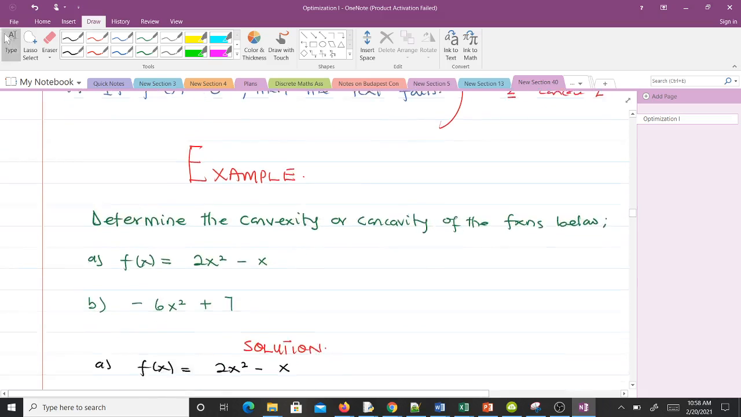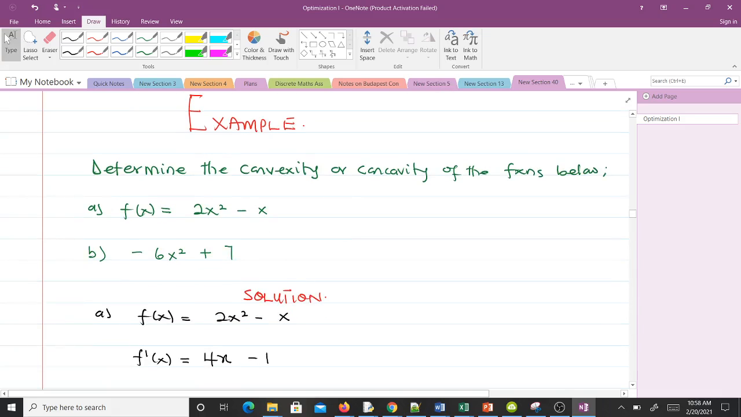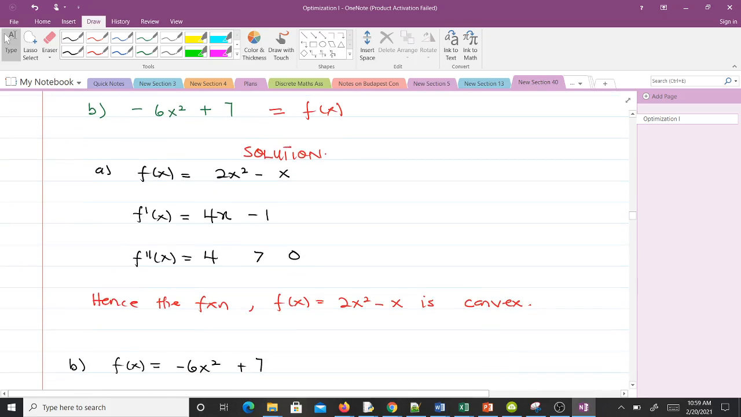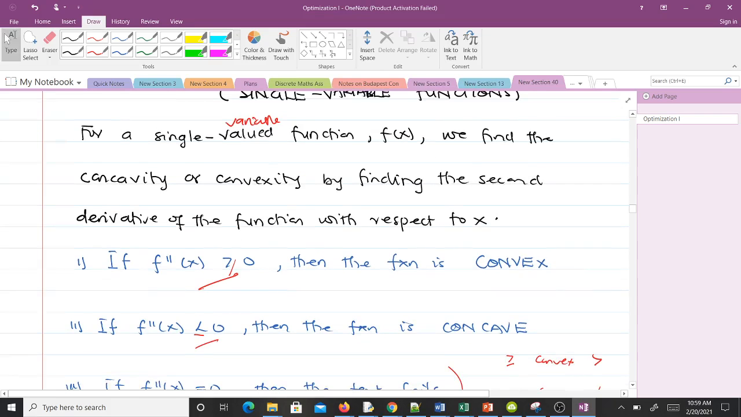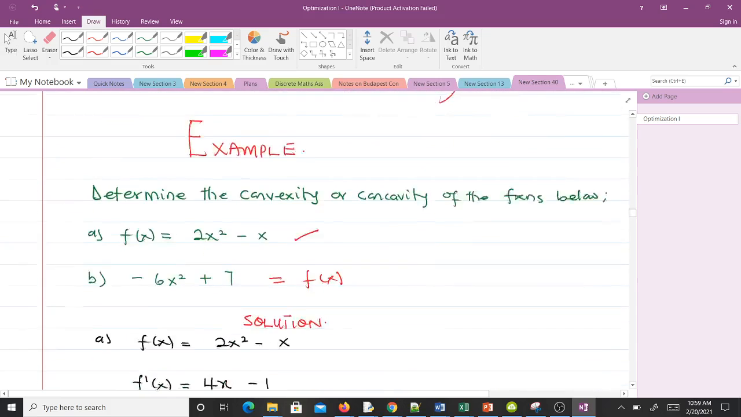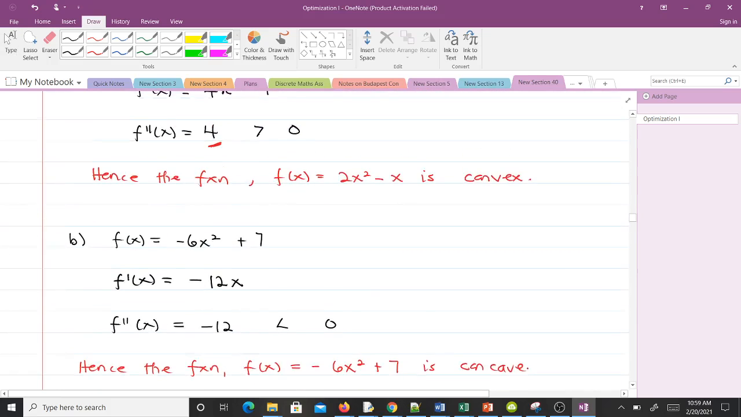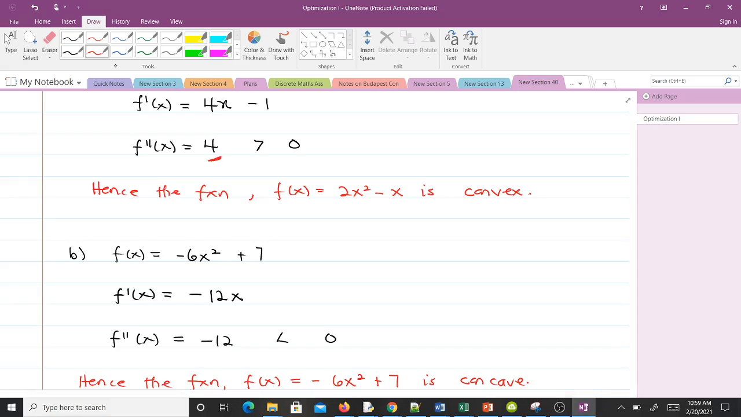So let's take an example. We have these two functions here, and we are supposed to determine the convexity or concavity of these functions. This is our first one and our second one. When we take our first function and find the first derivative, we get 4x minus 1. We find the second derivative, we get 4. And 4 is greater than 0. So that means our function f of x equals 2x squared minus x is convex. That's how we do the analysis.